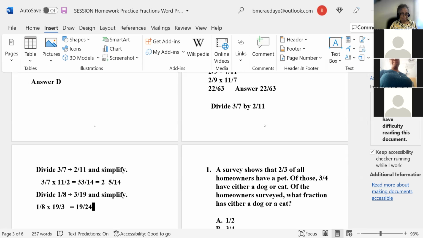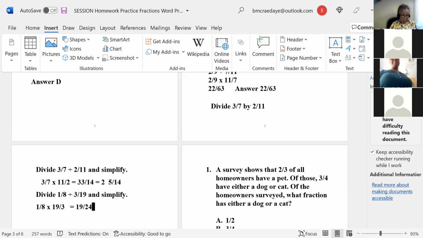Miss, I don't know why I'm like this. I know exactly that the answer is that. Yes. Maureen, how do you know it's simplified? Because 24 cannot go into 19. Right?